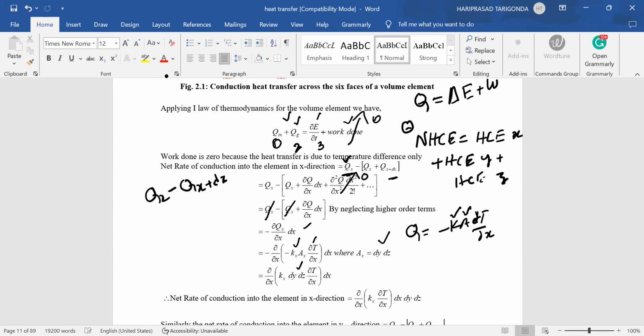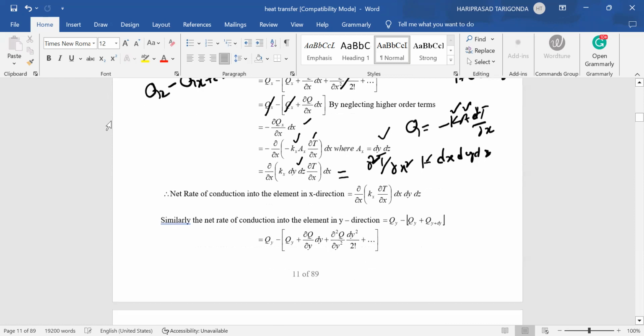Next, we are assuming k is constant and dy dz are constants. Therefore, we can take them out of the differentiation. If you take them out of the differentiation, you will get ∂²T/∂x² into k dx dy dz. So this is the net heat conducted to the element in x direction only. In other directions we need to follow the same procedure.